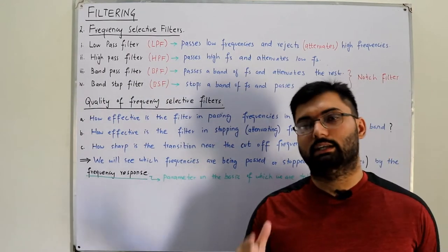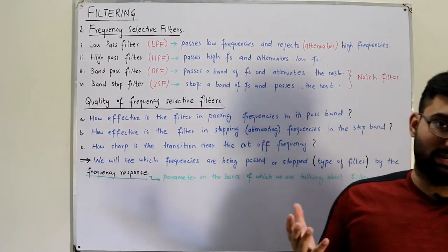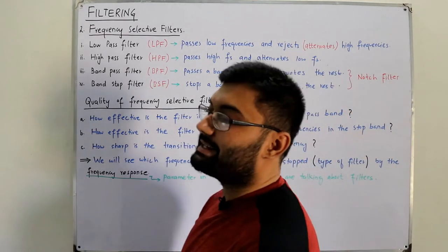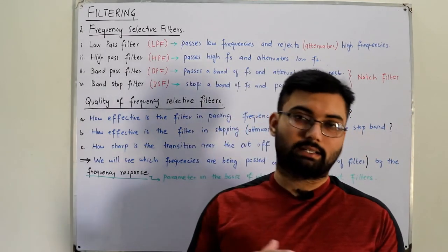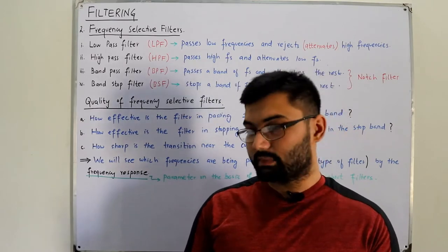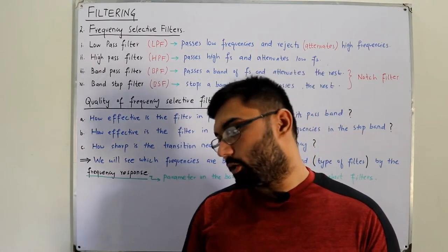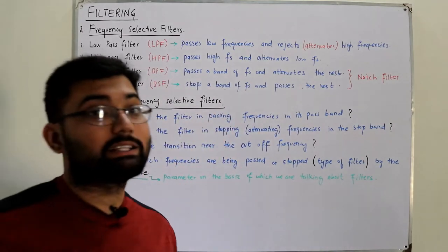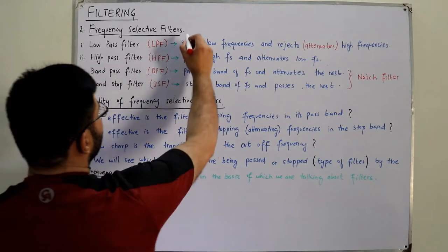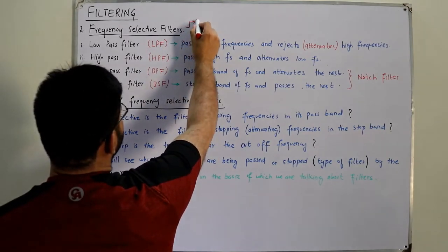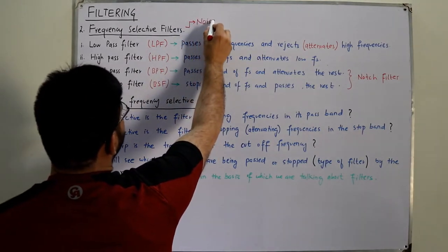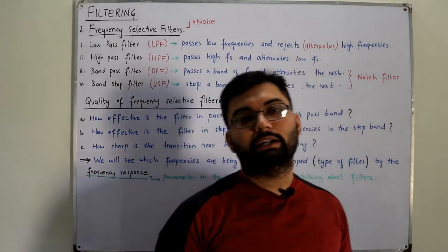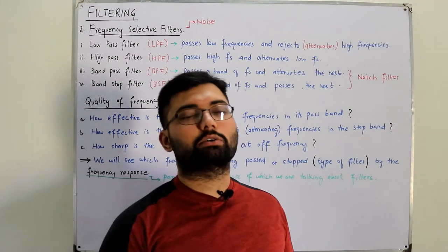First, number one, why frequency selective filters? Why frequency selection? Or why do we need to attenuate or reject some frequency components, as the definition is? There are two basic things. Number one is noise. In any system, if noise gets involved, you need to filter it out. You need to get it out of the information.